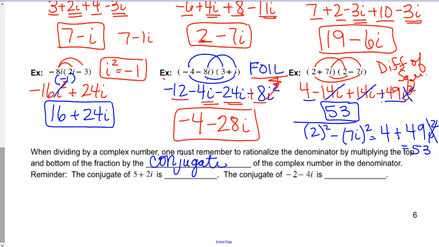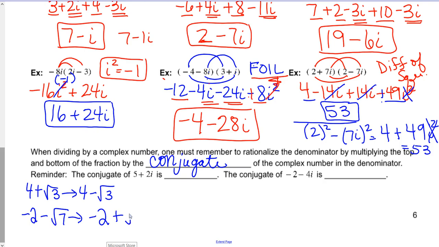So what was the conjugate? Well, if I had 4 plus square root of 3, go back to what we had in that other section, then the conjugate was 4 minus square root of 3. If I had -2 minus the square root of 7, then my conjugate would be negative 2 plus the square root of 7. And so, remember, in those cases, we only had to change the sign of the second term.